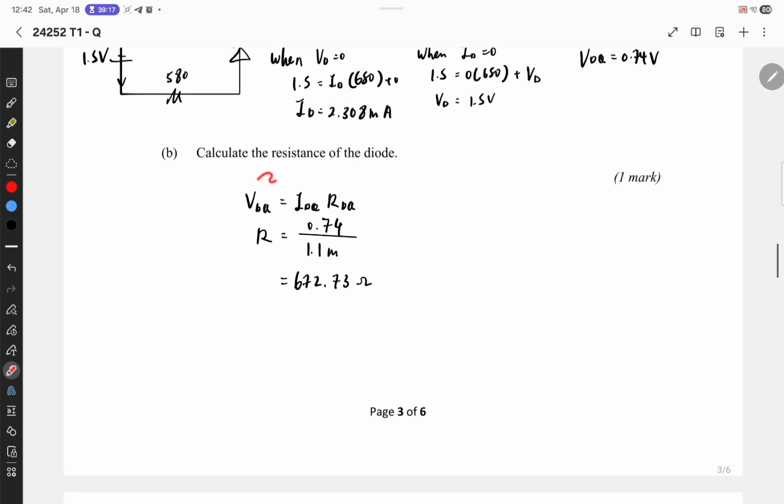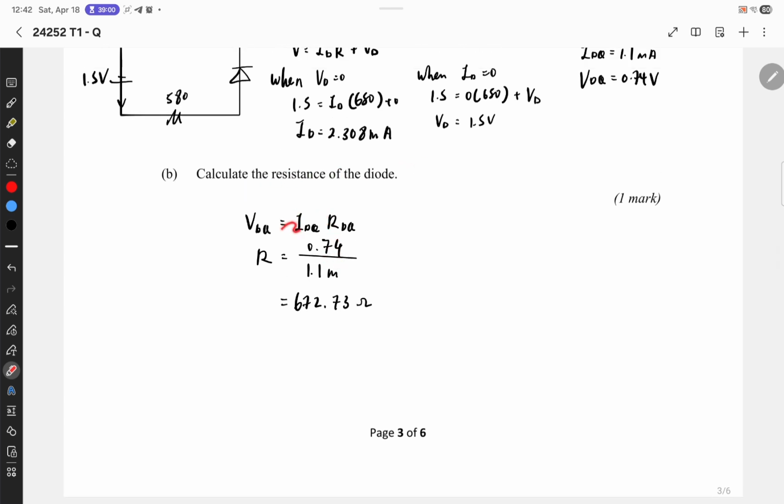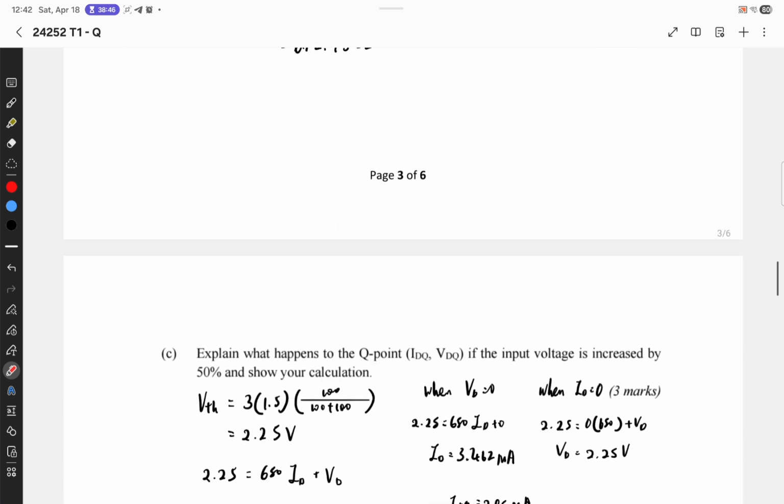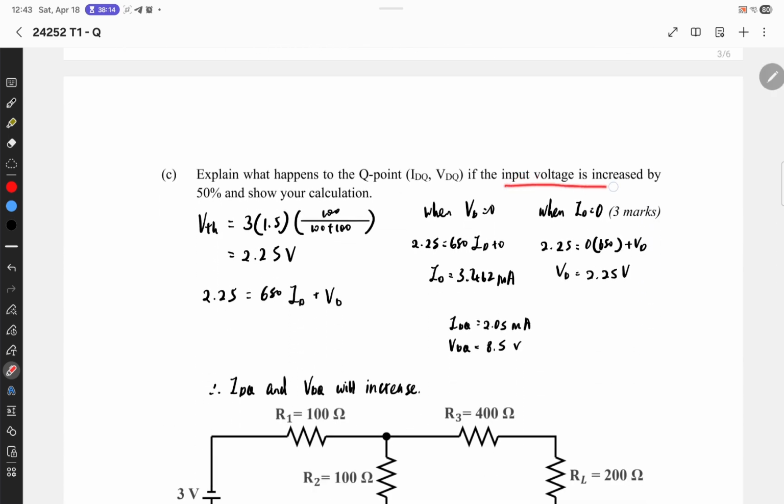Then B, calculate the resistance of the diode. So we use VDQ equals to IDQ multiplied by RDQ, then we will get RDQ equals to 672.73 ohm. Then, if the input voltage is increased by 50%, how will the IDQ and VDQ change?